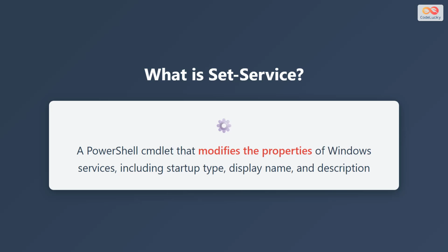Set-Service is a PowerShell cmdlet that allows you to modify the properties of Windows services. Specifically, it lets you change three main aspects: the startup type, which controls when and how a service starts; the display name, which is the friendly name you see in the services console; and the description, which provides information about what the service does. This cmdlet is your go-to tool whenever you need to reconfigure service behavior without using the graphical user interface.